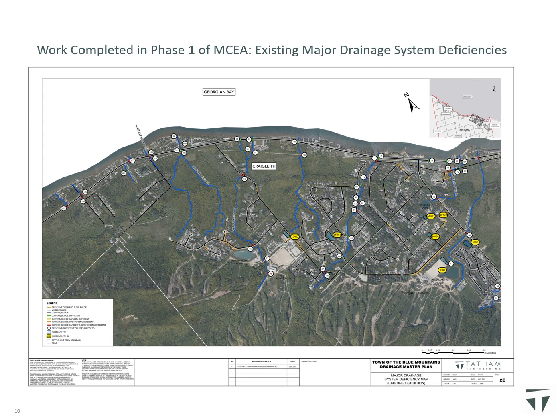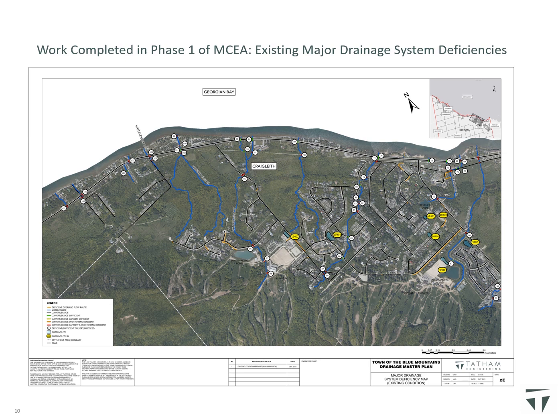The existing conditions major drainage system models consisted of 1,183 overland flow route sections, 38 watercourses, and 208 culvert crossings. Similar to the existing minor drainage system deficiencies, the townwide major drainage system model was used to identify culvert and bridge crossing and major overland flow route deficiencies throughout the study area.